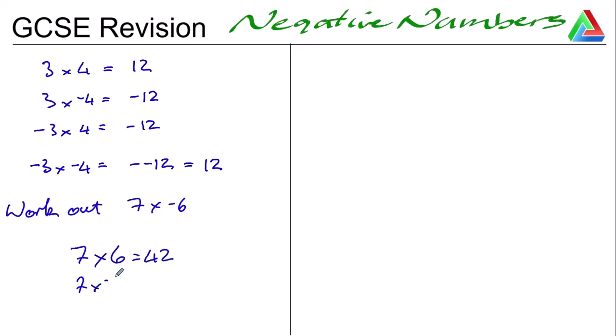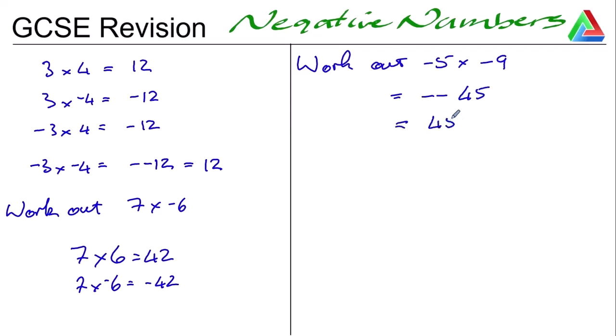Typical questions are: work out 7 times negative 6. 7 times 6 is 42, so 7 times negative 6 is negative 42. Or we could have: work out negative 5 times negative 9. You can do this any way you want. So we've got equals negative negative 45. Two negatives like this make a positive, so the answer is 45. Or you can think of it as multiplying two negatives gives you a positive, so very, very straightforward.